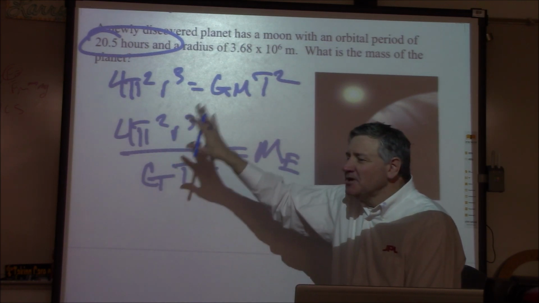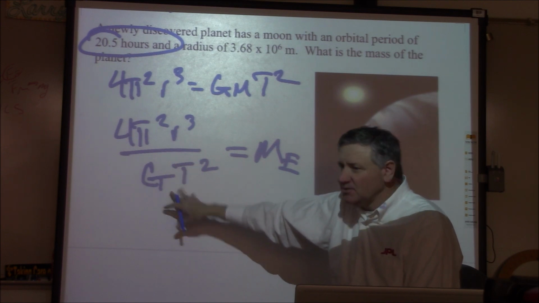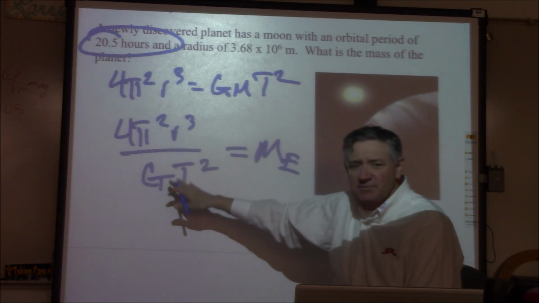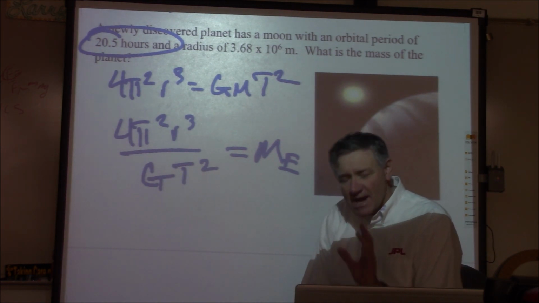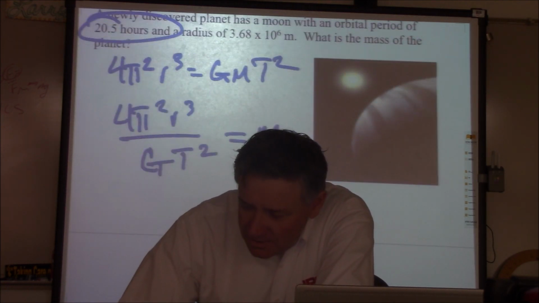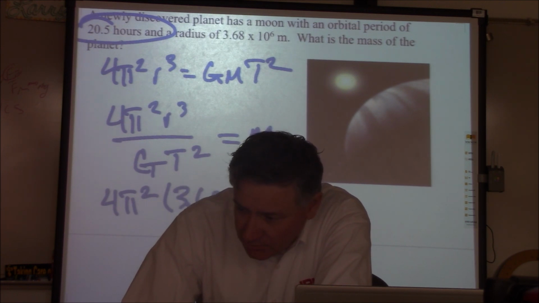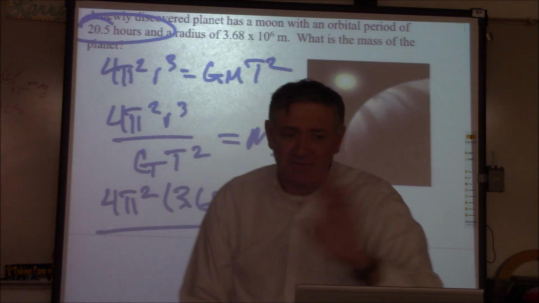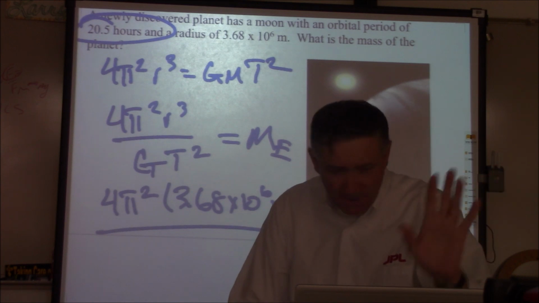I beg of you, if you're just going to randomly write down numbers and not pay any attention to the units, this test is going to be an epic failure. Okay, I'm going to tell you this right now. You have to pay attention to the units. So, you can have 4 pi squared, and then you have your radius. You don't have to do anything with that, because that's already in meters. Don't worry about it, it's good.